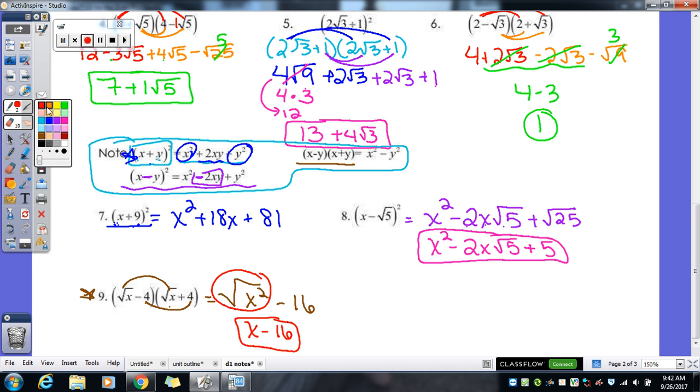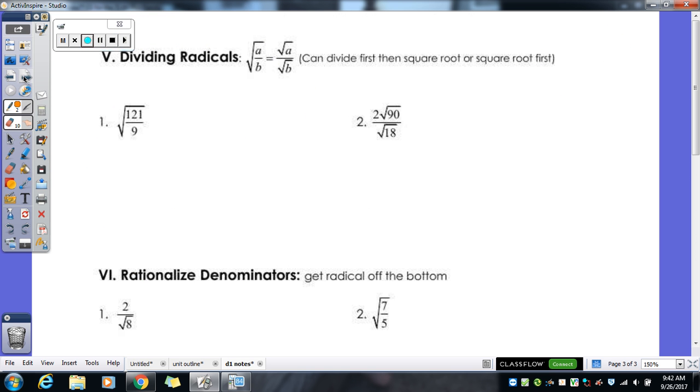Let's take a look at our last part. Dividing. Now when it comes to division, you very rarely ever actually divide the two radicals. Like this one, you're going to do what we did up on the front. Separate it so that the top is its own radical, the bottom is its own radical. So what's our square root of 121? 11. Square root of 9? 3. And there we go.